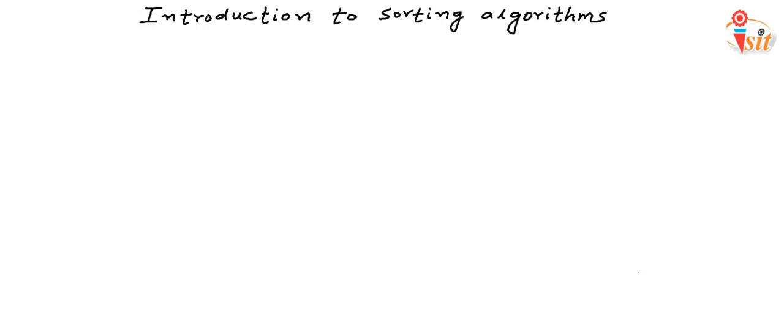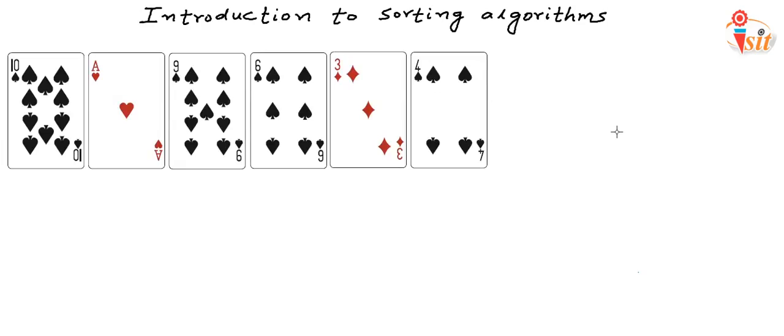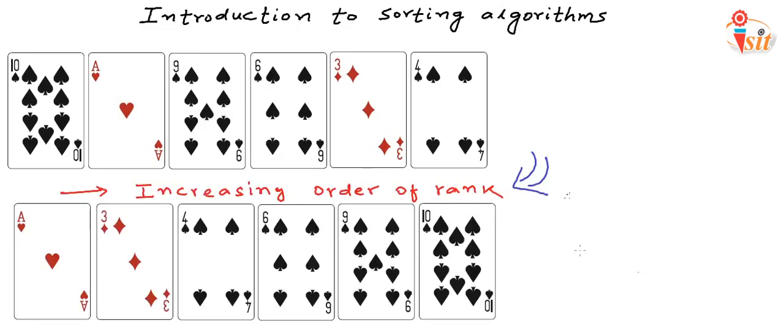For example, something as simple as when we are playing a card game, even though the number of cards in our hand is really less, we like to keep our hand of cards sorted by rank or suit. So let's say this is our hand of cards and we would like to keep it in increasing order of rank. Then the arrangement will be something like this.